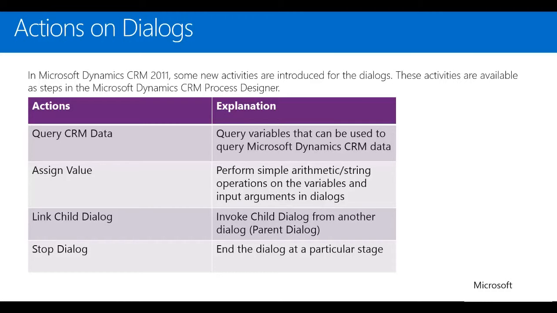Assign value, so we'll talk a little bit more about this in another slide, but assign value allows you to set different variables during the dialogue so you can keep track of a certain score or a certain value throughout that dialogue and then use it at a later time. Link child dialogue is very similar to the child workflow. You're basically linking another dialogue to the parent, and then that child dialogue can continue on from the parent. We'll go through an example of that in the demo.